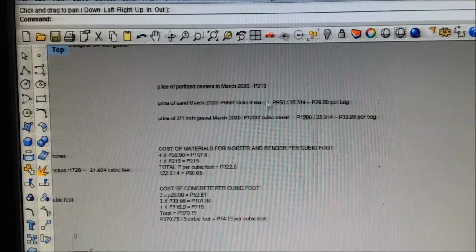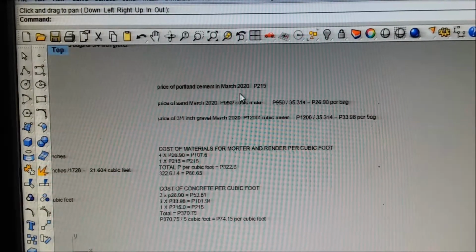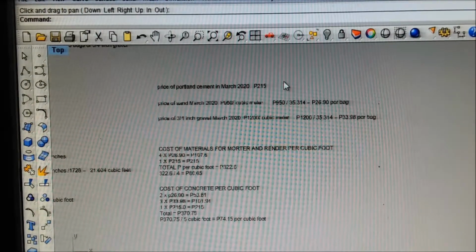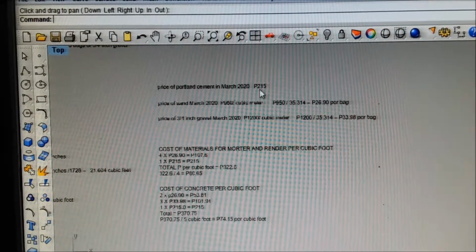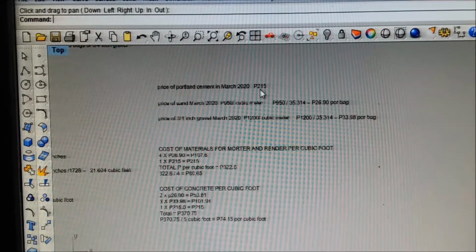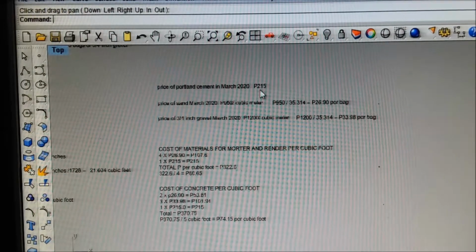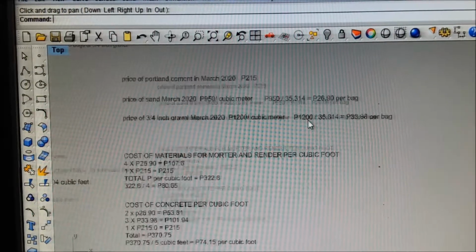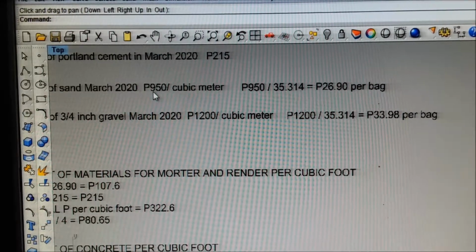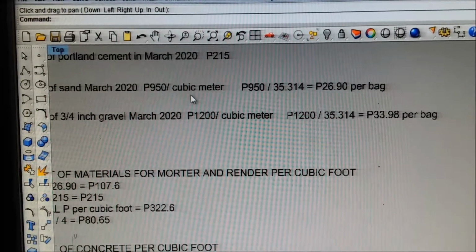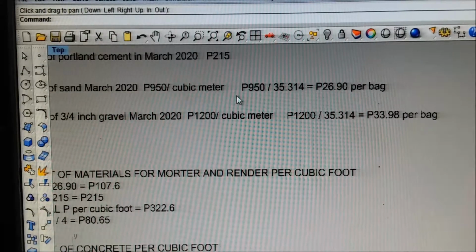Okay, price of Portland cement, March 2020. If you're buying 50 bags or more, and you're dealing with the same store pretty regularly, it's $2.15. If you don't deal with them real regularly, it's about $2.25. Price of sand, 950 pesos a cubic meter, and that's when you buy a 38 cubic meter truck.